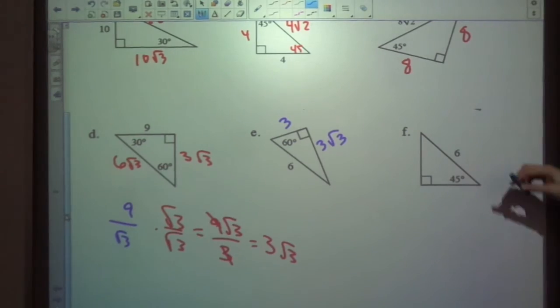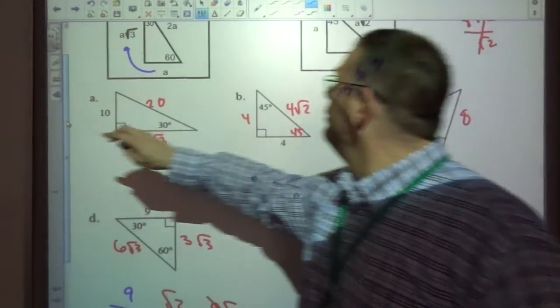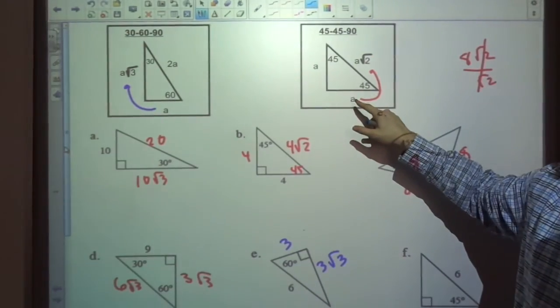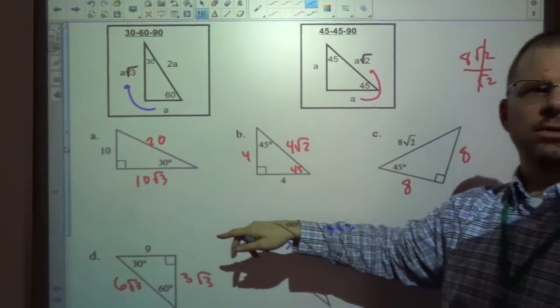Last problem. Here's the hypotenuse in a 45, 45, 90. What do you think you have to do to get from hypotenuse to leg? Divide by the square root of 2.